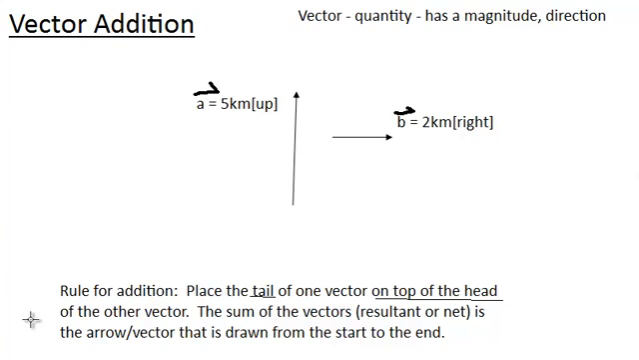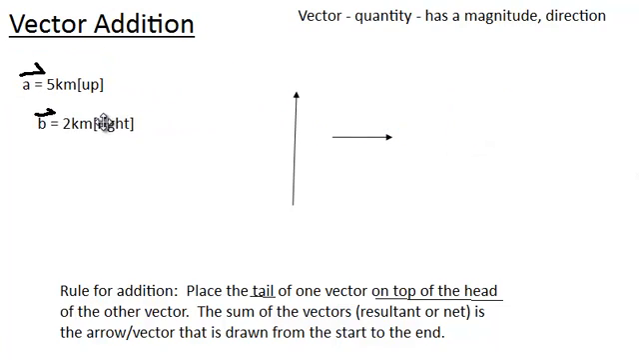Same rule as before. Rule for addition. Let's refer to it again. We place the tail of one vector, doesn't matter which one, on top of the head of the other vector, and then the sum would be just drawing another vector from the start to the end. So if we chose A as our base vector that we're going to add B onto, I'm just going to put these all to the side. We all know that A is up and B is right, so I just don't want to get these in the way of my diagram.